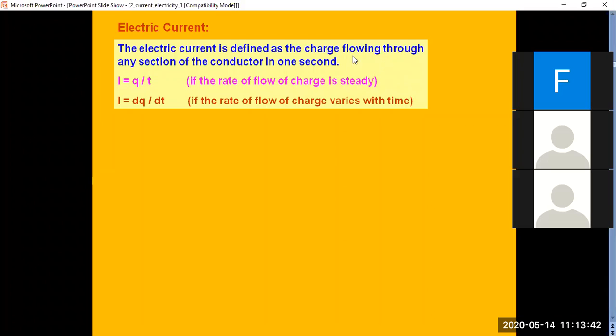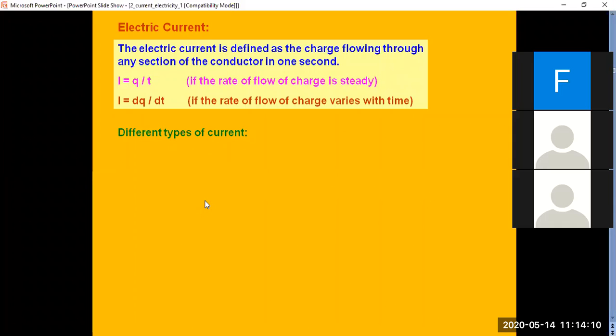If you want to define it clearly, it is the charge flowing through any section of the conductor in 1 second. So if 5 charges flow during 5 seconds, your current will be 5 by 5, which is equal to 1. That is how you have to check. Rate of flow of charge is called your electric current. Now there are different types of current, as you already know. One is direct current, the second one is alternating current.